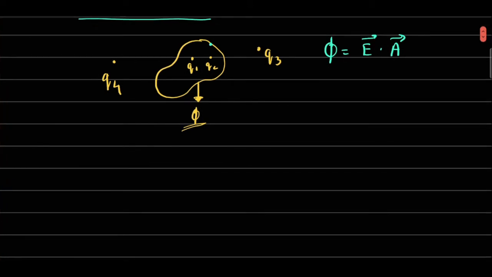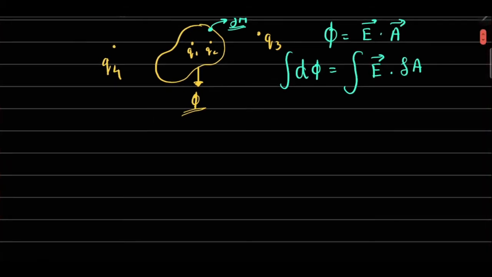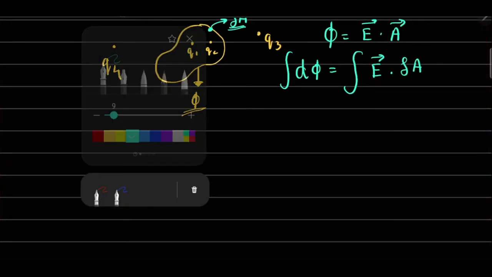So what will we do? We will take a small flux as equal to the electric field at that point, whichever small point we are taking, and the small area that we are taking, which is denoted by del A. If we integrate all the flux over the entire surface area of this body, we will get the net flux. So now we need to find the net flux.